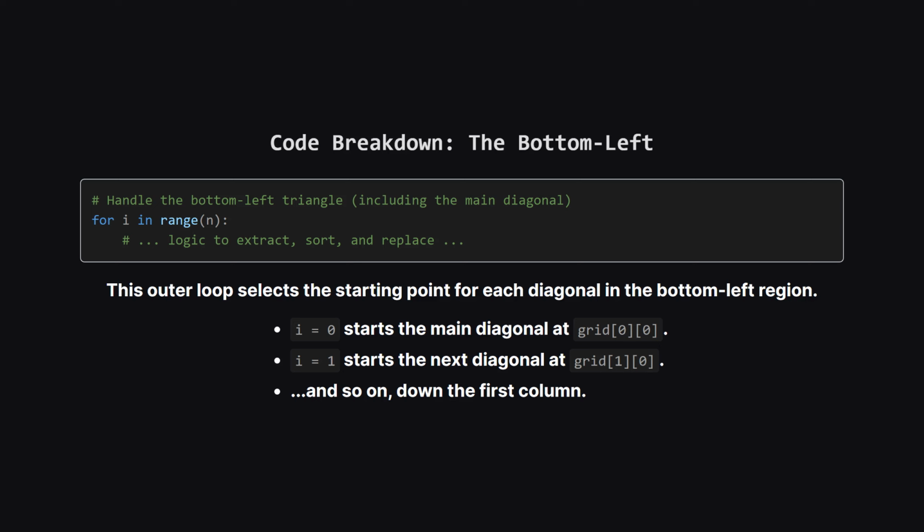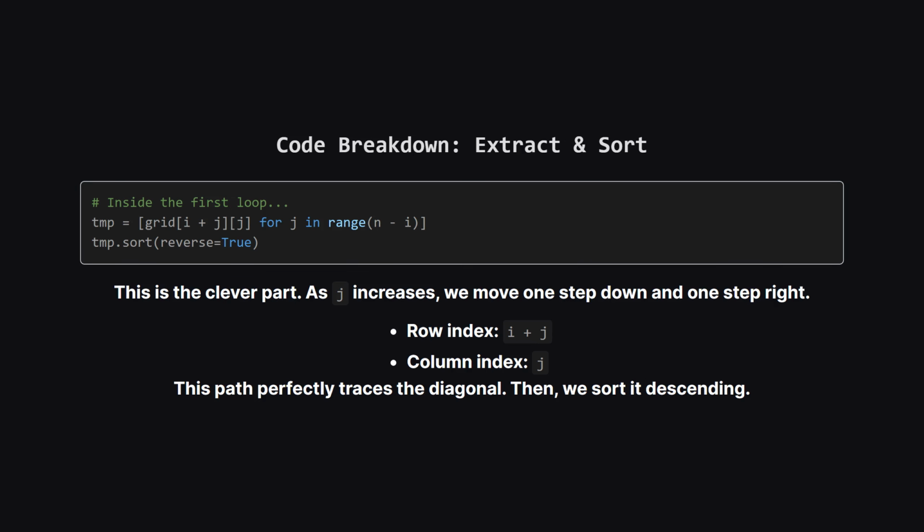The first part of our solution focuses on the bottom left triangle. The outer loop, which iterates with a variable i, is just responsible for picking the starting cell of each diagonal. When i is 0, we're starting at the top left corner for the main diagonal. When i is 1, we're starting at the second row, first column, which is the beginning of the next diagonal down. Now for the magic.